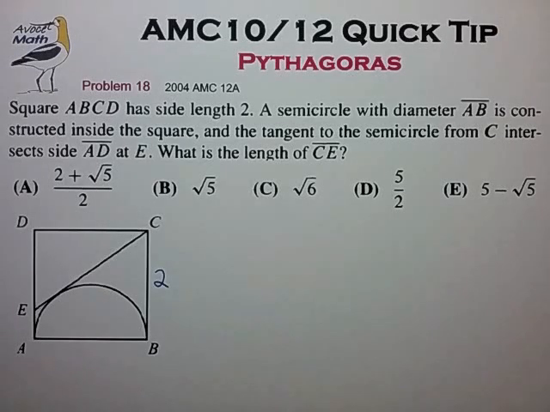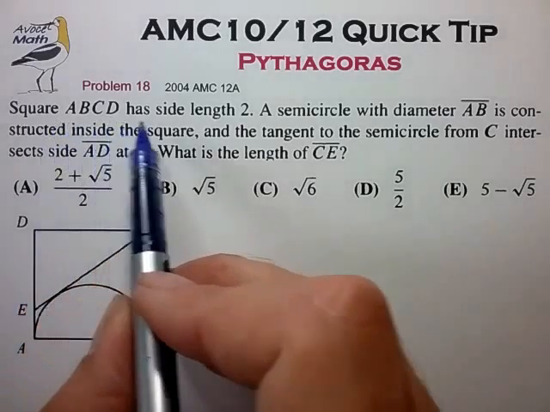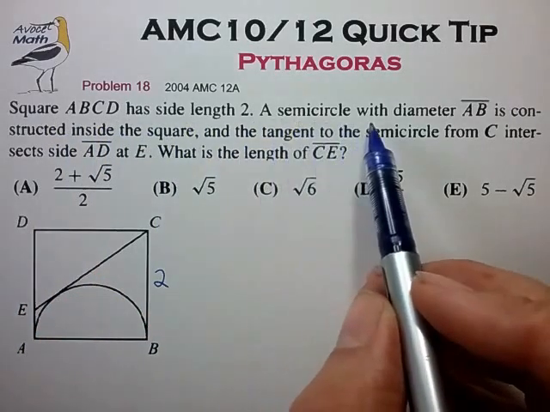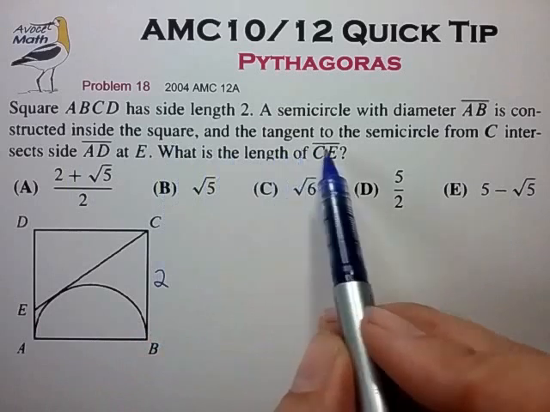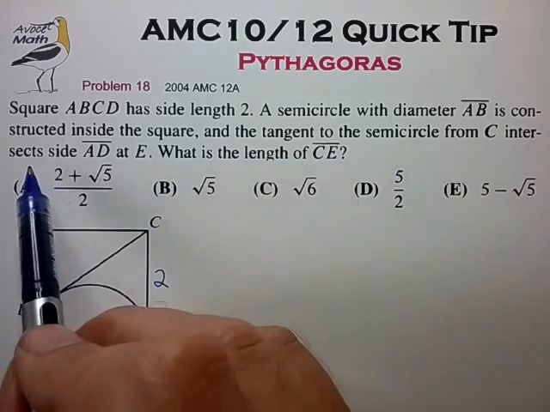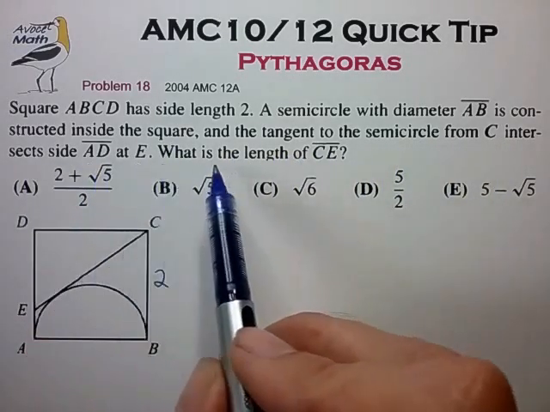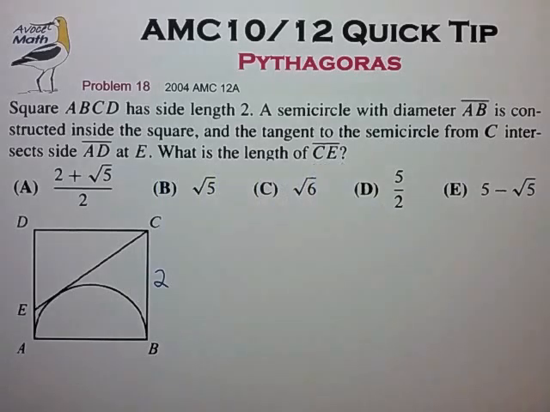Hi, in this video we're going to look at the most common way the Pythagoras equation enters into some AMC geometry questions. So let's jump into our example. A square ABCD has side length 2, a semicircle with diameter AB is constructed inside the square, and the tangent to the semicircle from C intersects side AD at E. What is the length of segment CE?